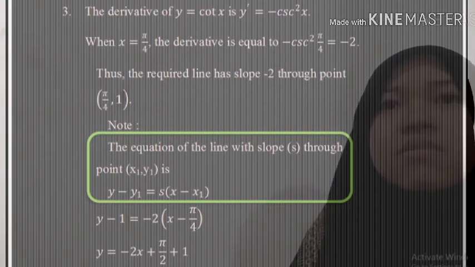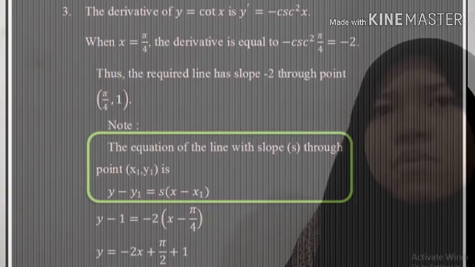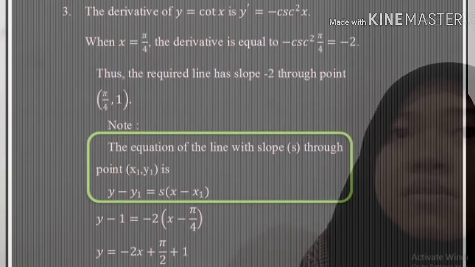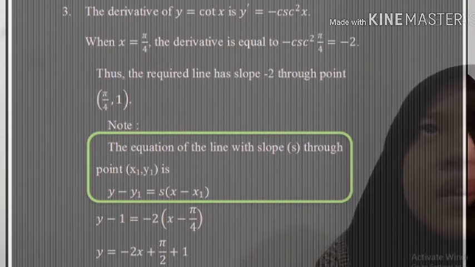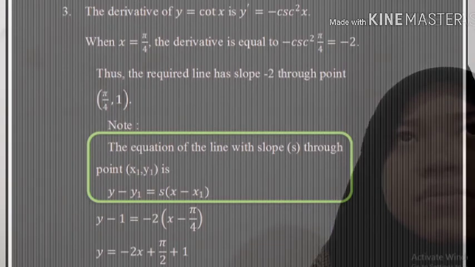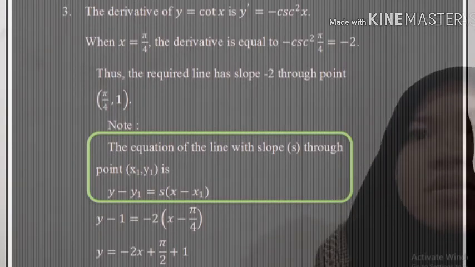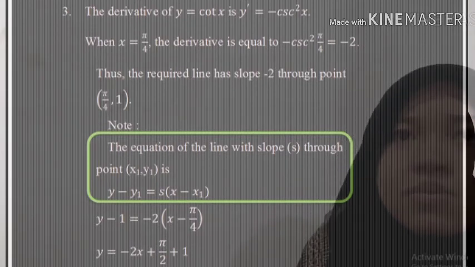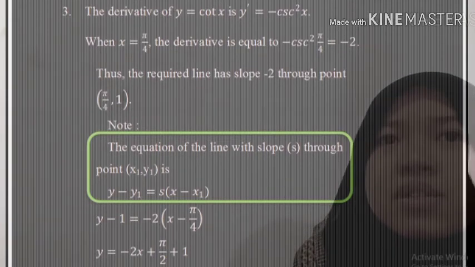Cosecant of pi over 4 is equal to 1 over sine of pi over 4, which is 1 over sine of 45 degrees. So it is 2 over root of 2. 2 over root of 2, all squared, is 2. So negative cosecant squared of pi over 4 is equal to negative 2.